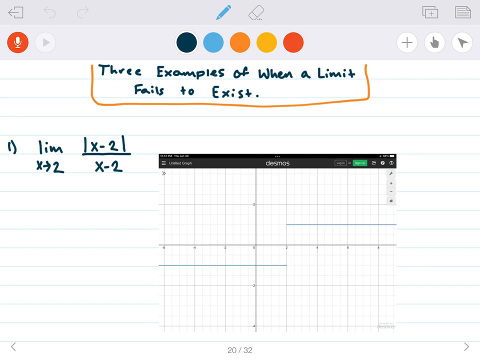Hey guys, in the last video we left off on this example. We're going to come back to continuity in terms of limits. And the first thing I want to do is talk about 3 examples of when a limit fails to exist.